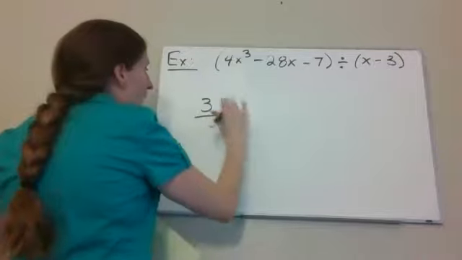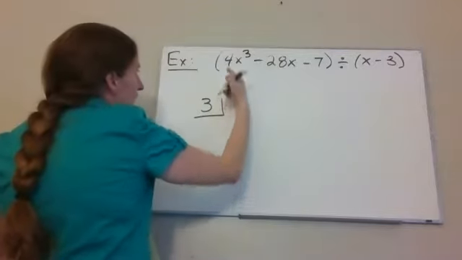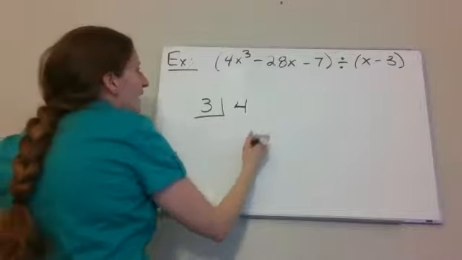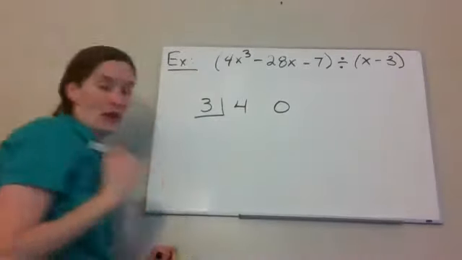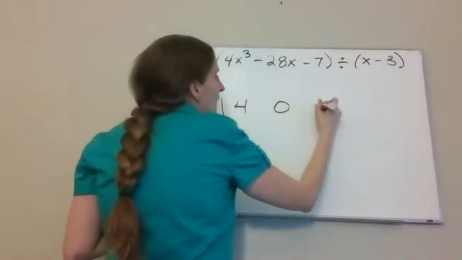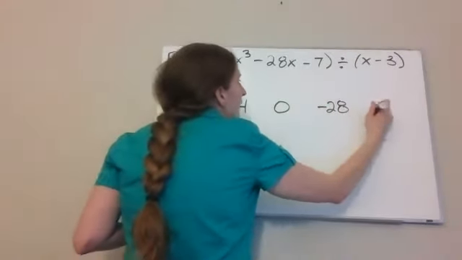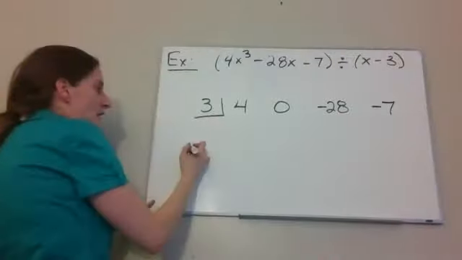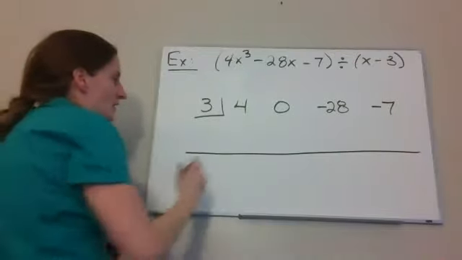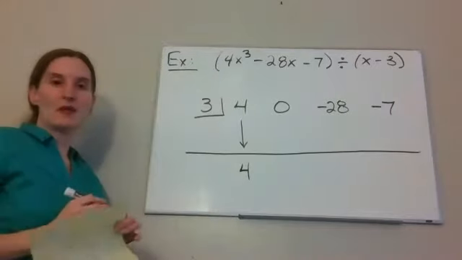Then I'm supposed to write all of the coefficients of my dividend next to this box. The coefficient of the x cubed term is 4. The coefficient of my x squared term is 0, and that's very important. You have to remember the zeros. The coefficient of my x term is negative 28, and the coefficient at the very end is negative 7. Skip a line and draw a horizontal line. Then you bring down your leading coefficient, so you write it below the line.